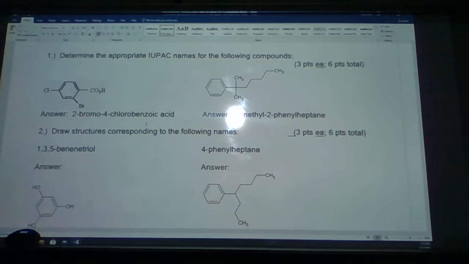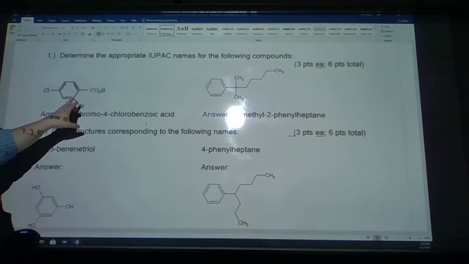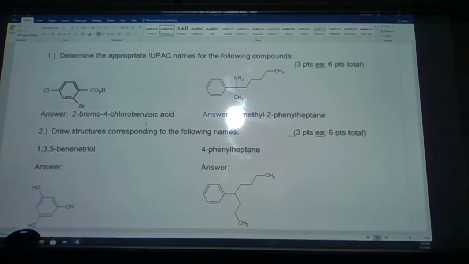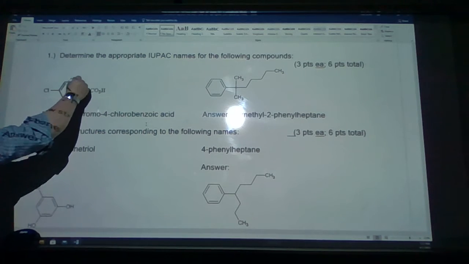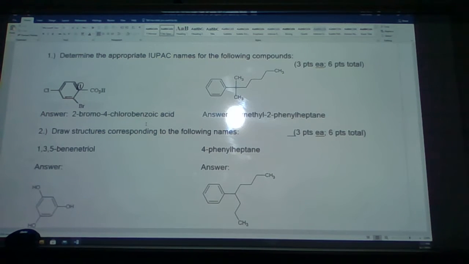Number one, determine the appropriate IUPAC names for the following compounds. This is an aromatic compound. We have a chlorine, a bromo, and the carboxylic acid. This is named as a derivative of the benzoic acid. The carboxylic acid is at the C1 position.